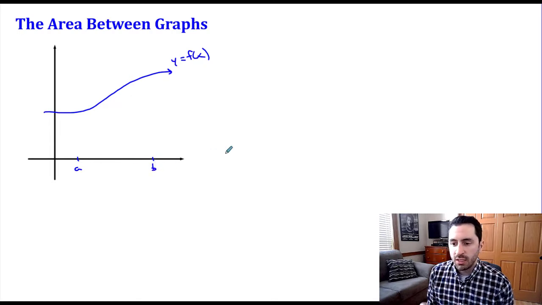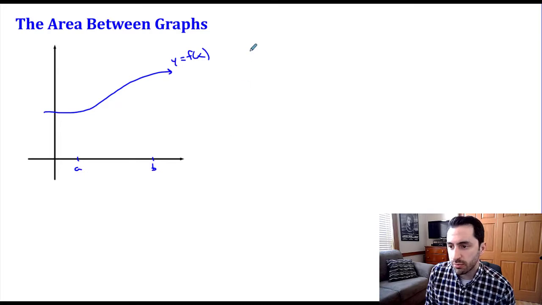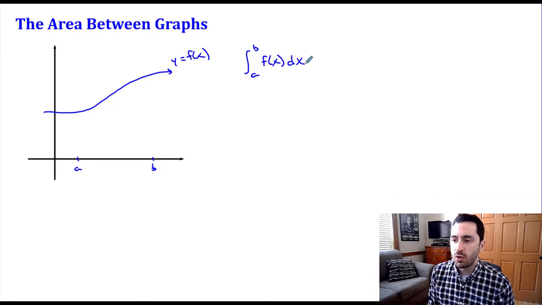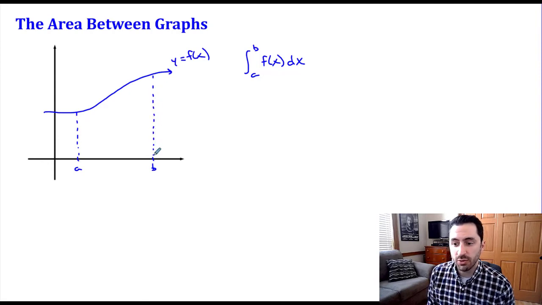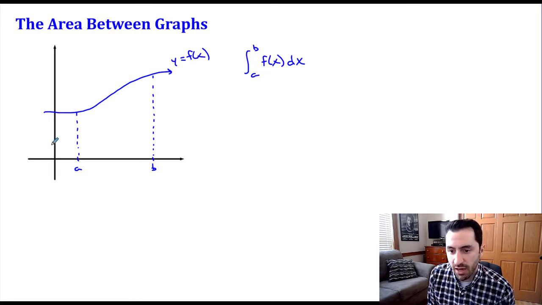Now, what we already know is that if we take the definite integral from a to b of this function f of x times dx, we know that this is going to give us the area underneath this curve to the x-axis, and then in between these two vertical lines, x is equal to a and x is equal to b.